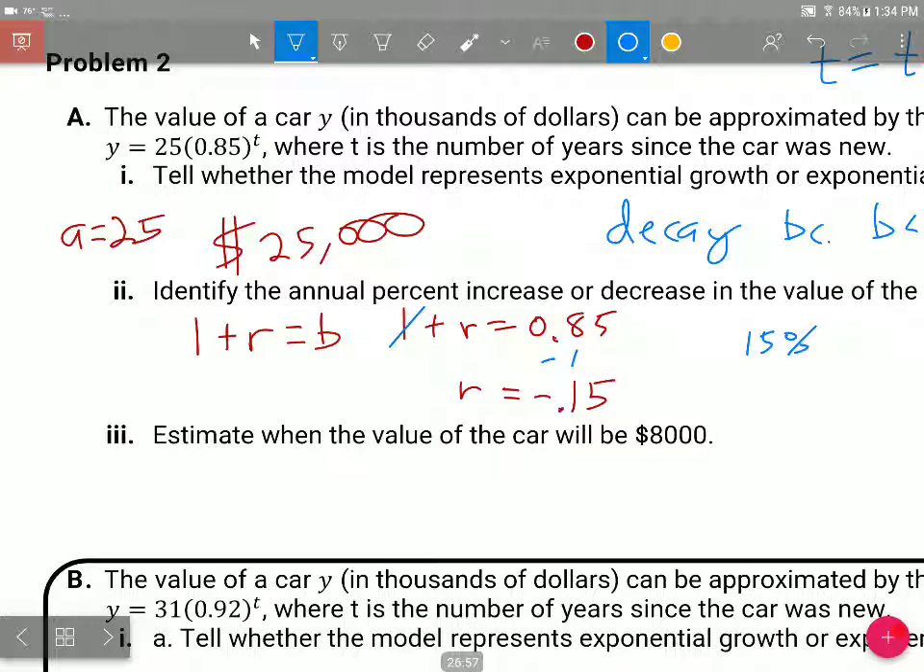So that is 15%. Is it a 15% increase or a 15% decrease? Decrease. She's actually paying attention. How do you know that the percent is decreasing? Well, your R value, is it positive or negative? Negative. Negative, it's going down.